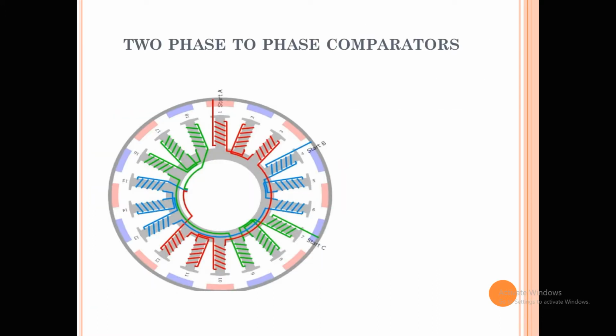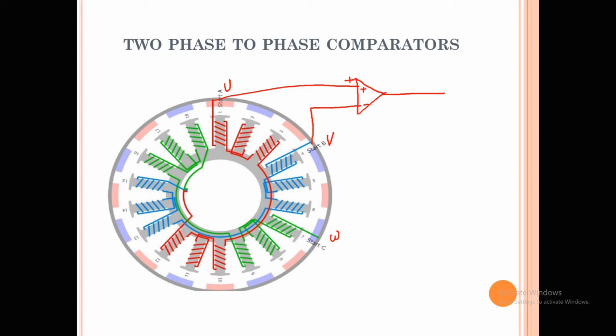Let's see some basics about this. We have some phases; let's name them U, V, and W. We have one comparator between U and V, and I'm just trying to connect it. We always take one as the reference, positive and negative.